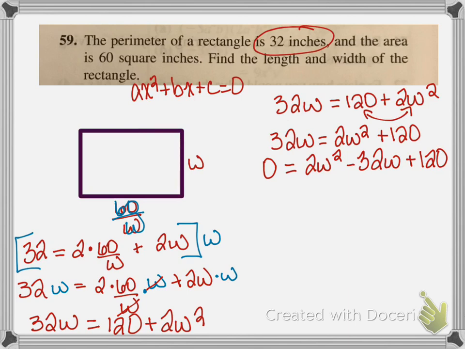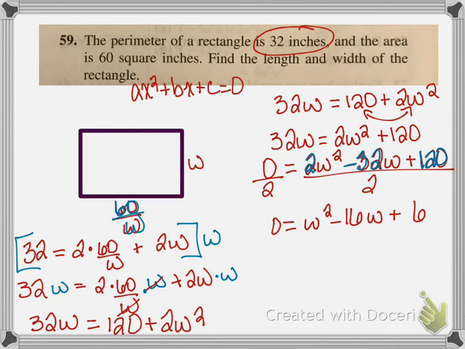I want us to look at our coefficients here. I have a 2, I have a negative 32, and I have a 120. What do you notice about each one of those? They're all even. So can I divide everything by 2? Yes, and when I do that, it makes everything way easier. So I have 0 equals w squared minus 16w plus 60.